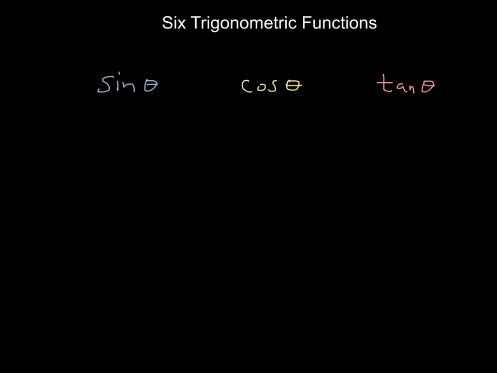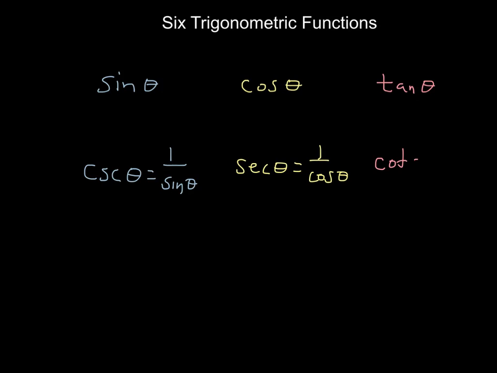One of them is called the cosecant. And the cosecant of theta is CSC of theta, and that is equal to 1 over the sine of theta. It's the reciprocal of sine. Cosine has a reciprocal, and that reciprocal is the secant. And tangent of theta has a reciprocal, and that reciprocal is called the cotangent.